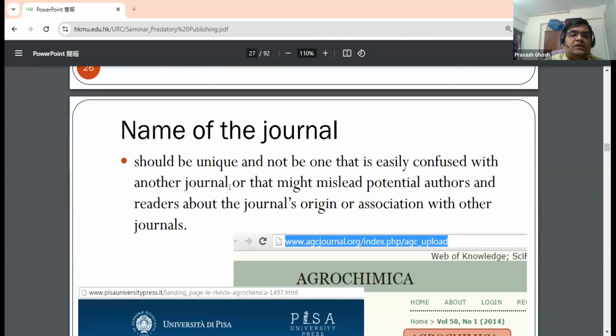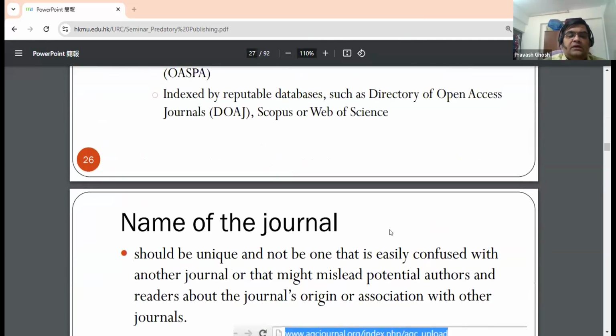The name of the journal should be unique, right? You must check the name of the journal. It should be unique and not easily confused with another journal. So here comes the cloning thing. A clone journal will give a very close name.